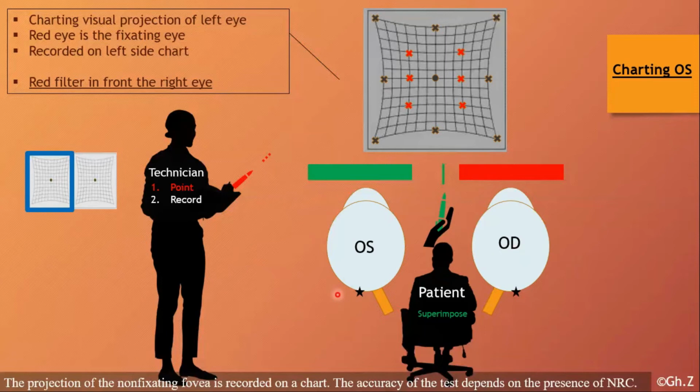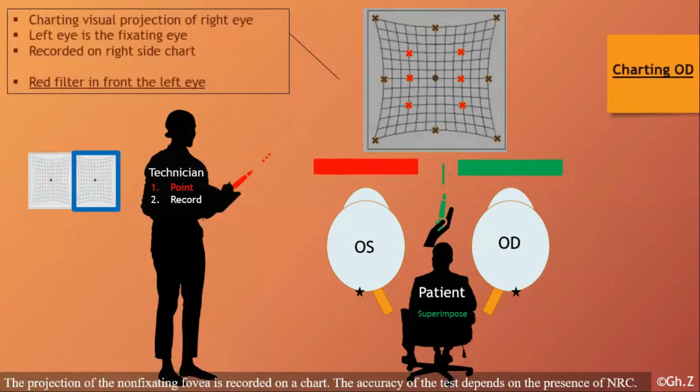And this word behavior is not correct, actually. The more precise word is visual projection. So we are charting the visual projection, let's say the foveal projection of the left eye. She changes the area or the point of testing in some points and records on this paper to chart the projection of the left eye.